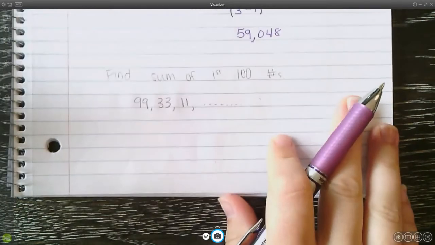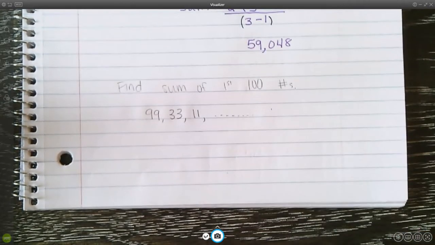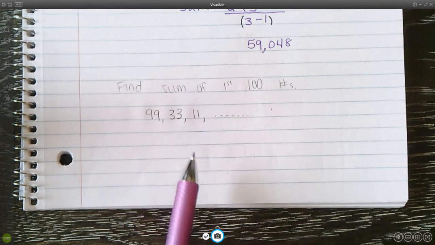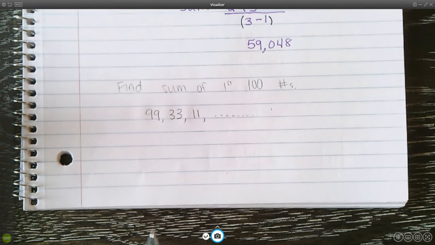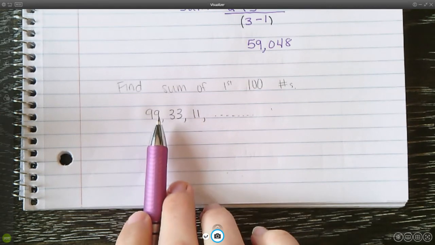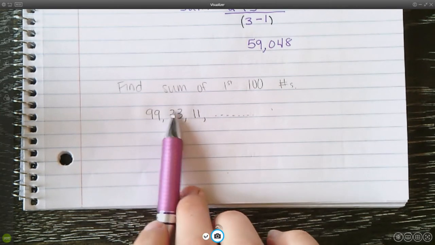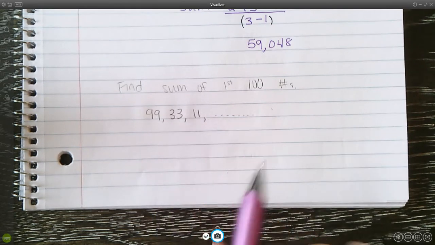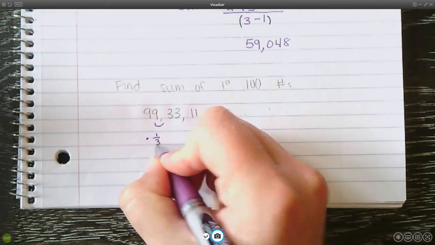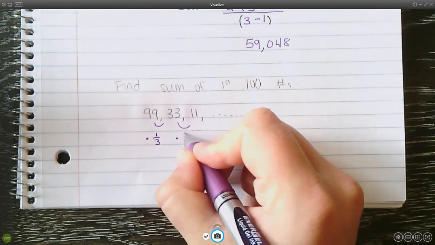Okay, the last example. Find the sum of the first 100 numbers. So we have 99, 33, 11. So you should already be saying, okay, it's not going up, it's going down. And this is the same as when you were writing your recursive formula. You're always multiplying, you're never dividing. So what can I multiply 99 by to get 33? Well, you're probably thinking, well, I can divide these by 3. So dividing by 3 is the same as multiplying by 1/3. So you're multiplying by 1/3.